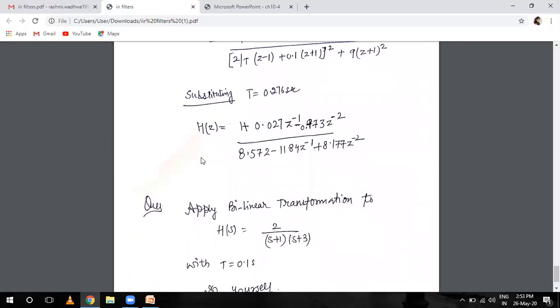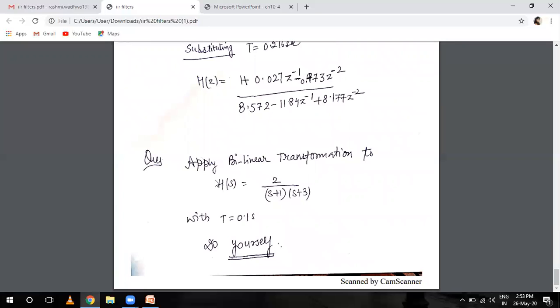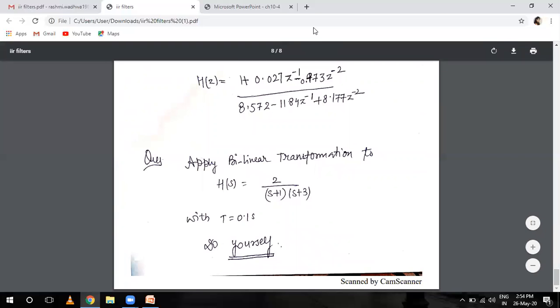And now apply the bilinear transformation to this question. H(s) equals 2 upon (s plus 1)(s plus 2), but the sampling time is 0.1 second. Do it yourself. So in this video I covered two topics, that is approximation of derivative and bilinear transformation. Thank you, students.